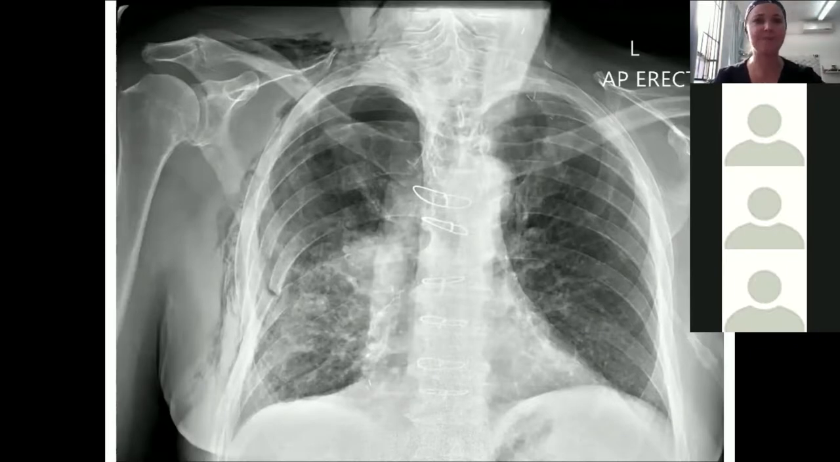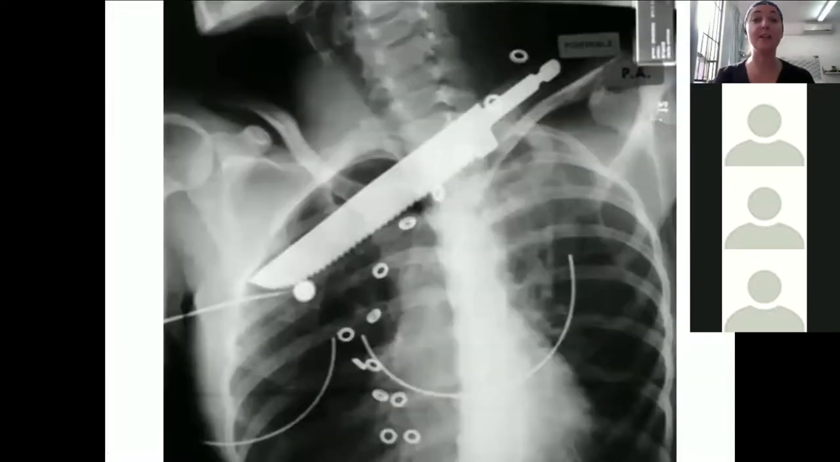Can't see any obvious clavicle fractures. Clavicles look okay to me. Humerus looks all right. So the main pathology here is going to be rib fractures and your surgical emphysema. And then just as extras to note, the oxygen tubing and the previous sternotomy scars. So interesting thing to look at in terms of all the extras.